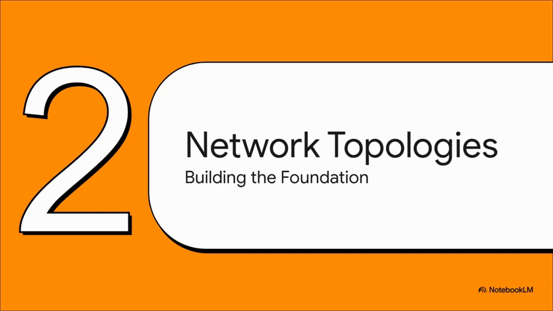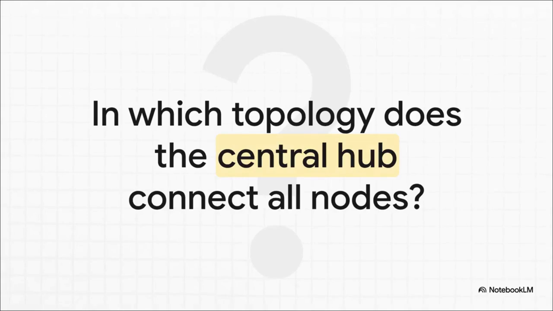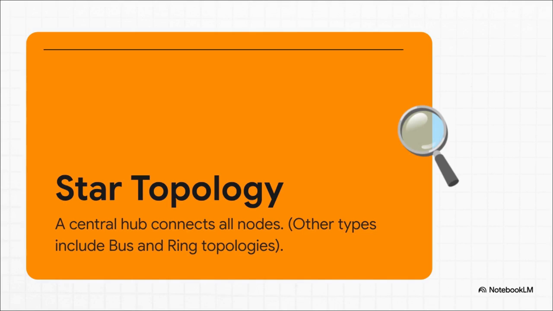Coming to the next point, let's look at network topologies and how we actually build this foundation. Let us zoom back in and see how computers physically connect to each other. Quick question for you. In which topology does a central hub connect all the nodes? Just think about it for a second. You have one central device, and all the other devices branch out directly from it. If you guess star topology, you hit the nail on the head.